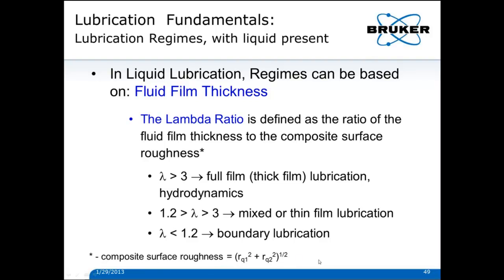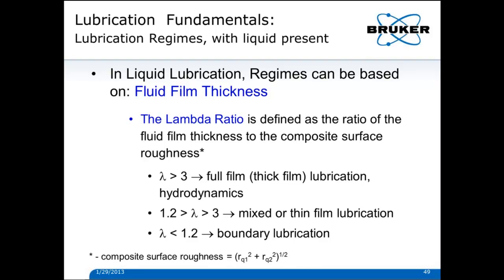So in between this roughness, there's a layer of liquid lubricant. If this lambda ratio, the ratio of that liquid film thickness to the composite roughness, is greater than 3, roughly, we have what's termed full film or thick film lubrication. This is the field of hydrodynamics. In this case, the surfaces are separated completely, and merely the shearing properties of the lubricant are what determine the coefficient of friction.